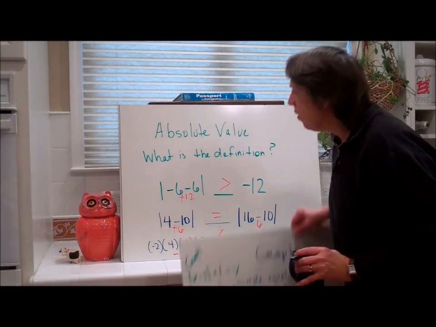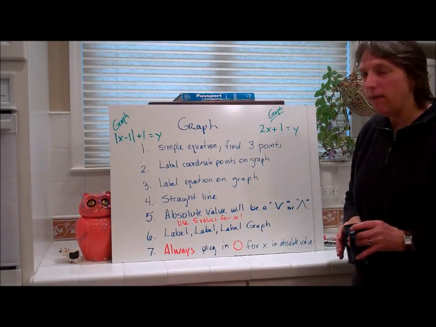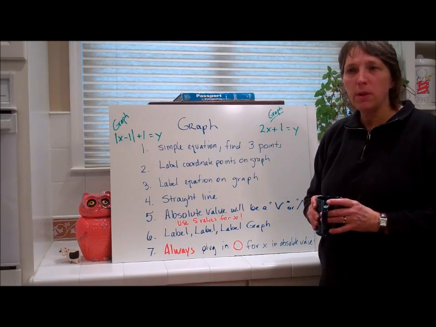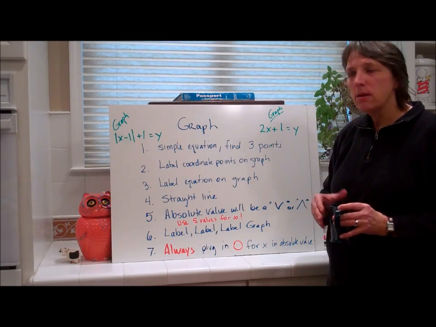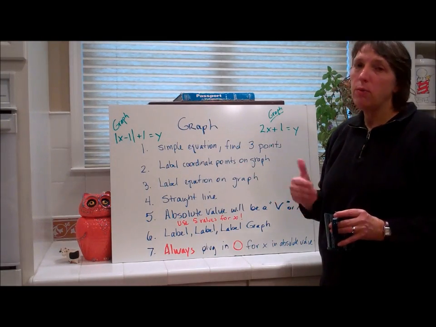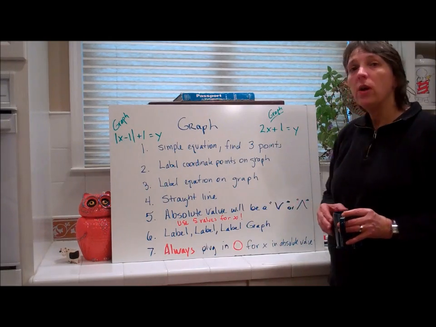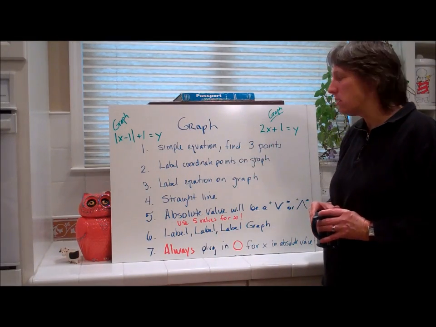Okay, now what I want you to do is remember these key things about graphing. If it's a simple equation, you just find 3 points by plugging in 3 values for x and finding what y is and then plotting the points. You have to label the coordinate points on the graph. Remember we've done A, B, C, and so on and so forth. Label the equation on the graph. These will all cost you points on the test.